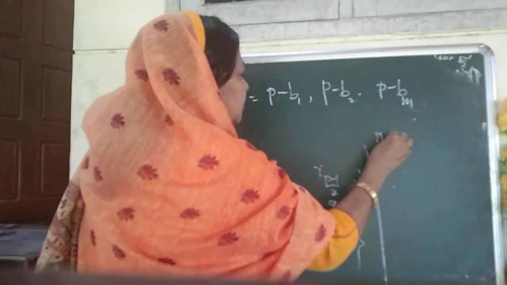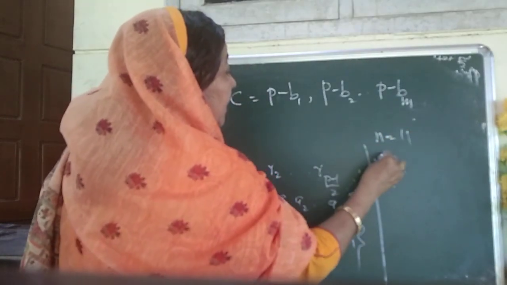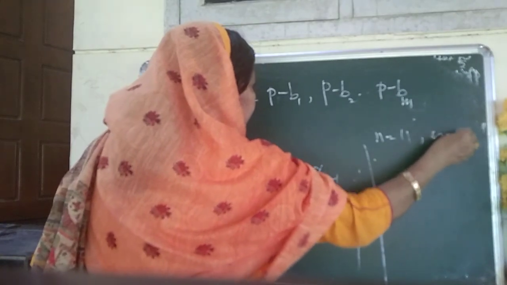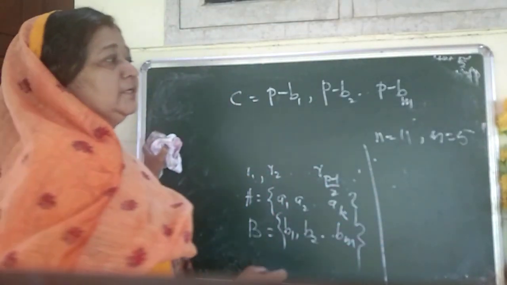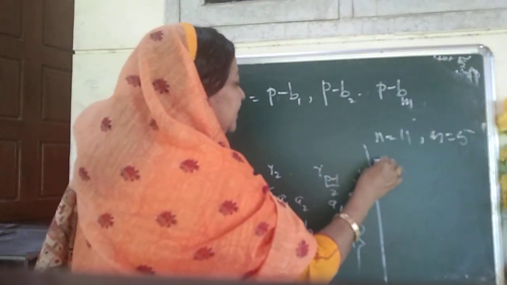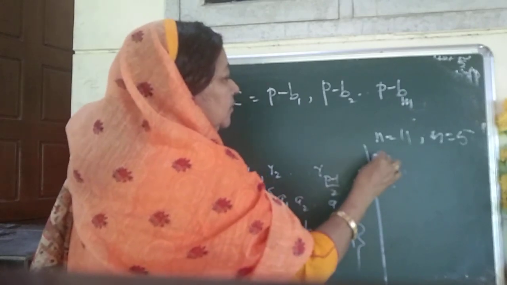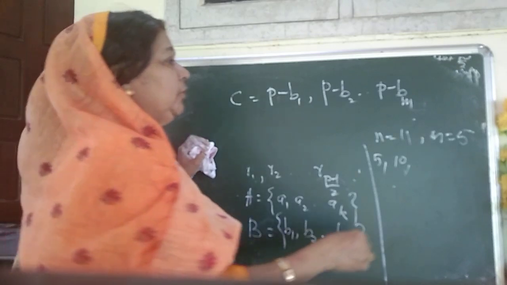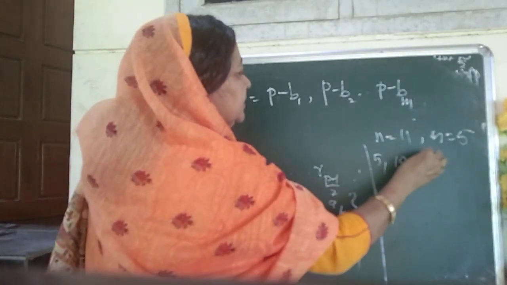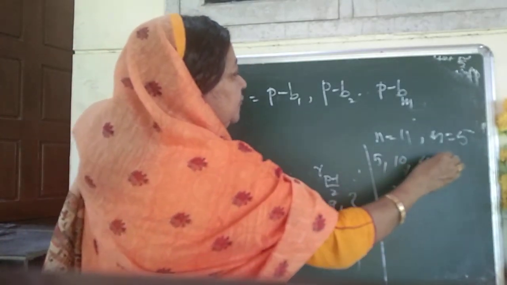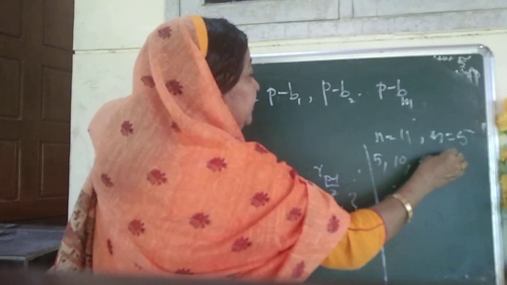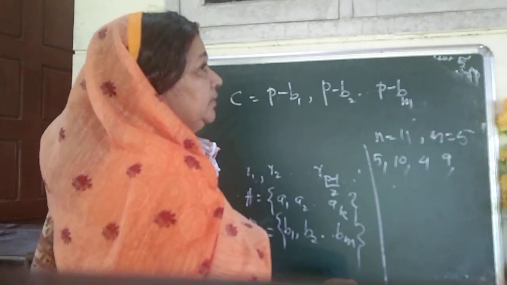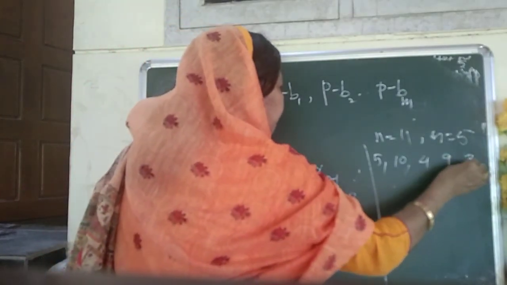So if p equal to 11 and n equal to 5, we have five residues. 1 into 5, that is 5. Then 2 into 5, that is 10. 3 into 5, that is 15, that is 4. 4 into 5, 20, that is 9. 5 into 5, 25. 25 is congruent to 3.